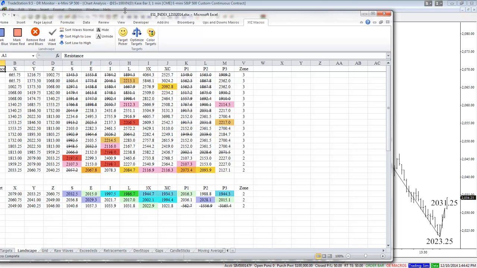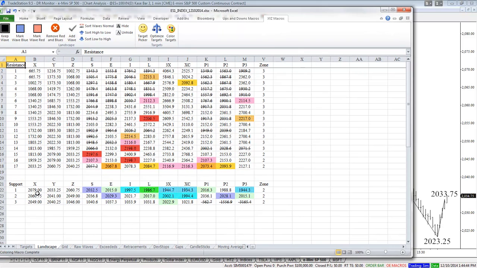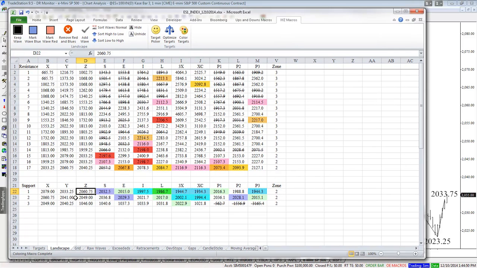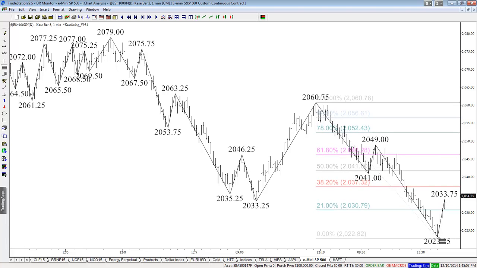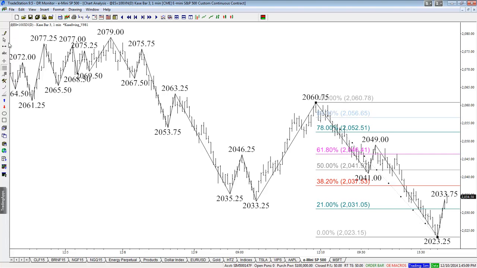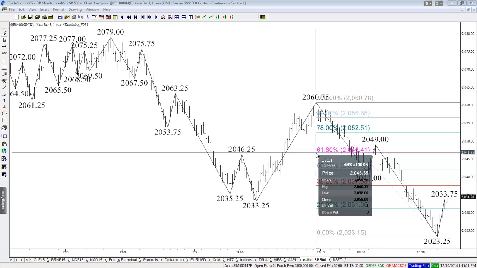When we look at that 2079, 2033.25, 2060.75 move down, that's our largest wave. We've taken out the smaller than target, meaning that we should move to at least the equal to target of 2015. Now, we had a little bit of a recovery at the end of the day, but I wouldn't be too concerned about that unless it gets back above this 2049 swing high, which should be pretty darn close to the 62% retracement.